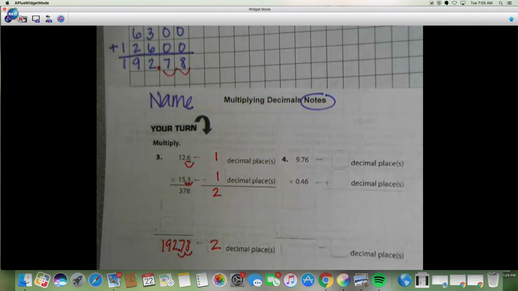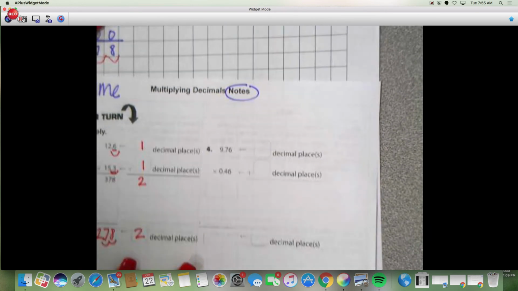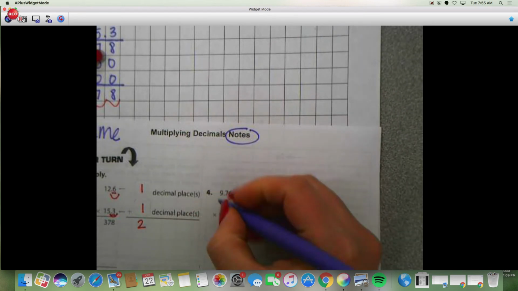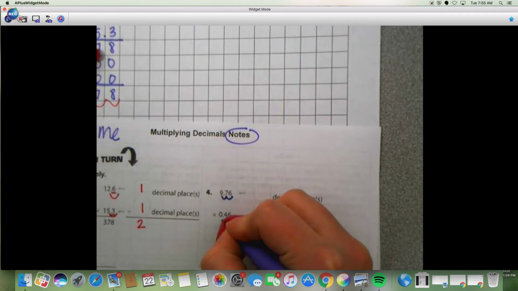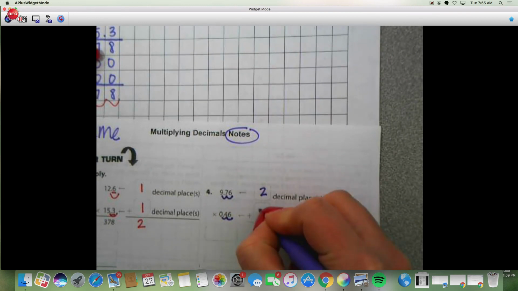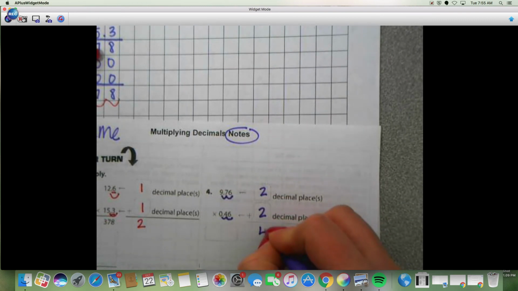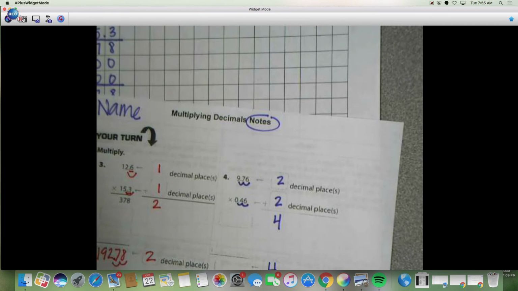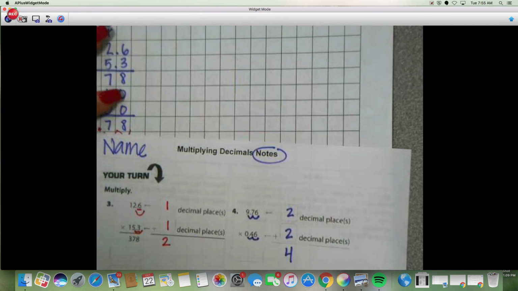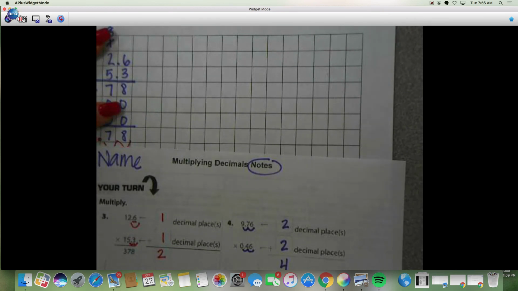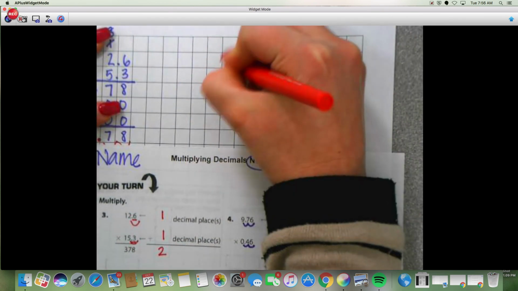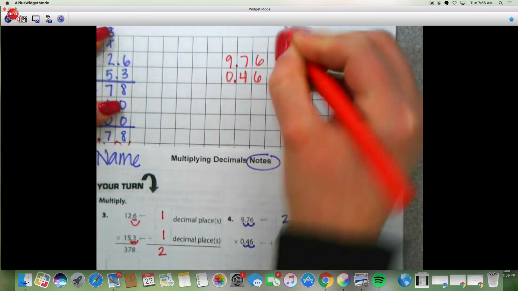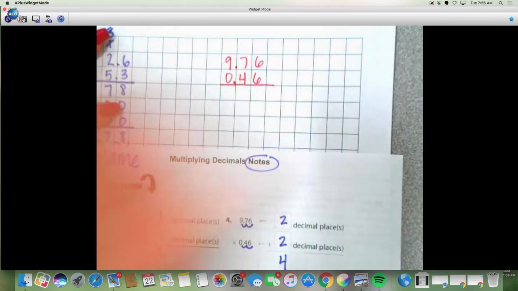All right, so let's try the next one. We're going to come over here to this problem. And if I look at my original problem, I have 1, 2, 3, 4. So 2 times that I moved it and 2 times that I moved it to equal a total of 4. So at the end, I'm going to have to move it back 4 times. Now let's do all the computation, and this is where it can get messy, so we have to make sure we know our facts and that we use this grid paper. So number 4, we have 9.76 times 0.46.